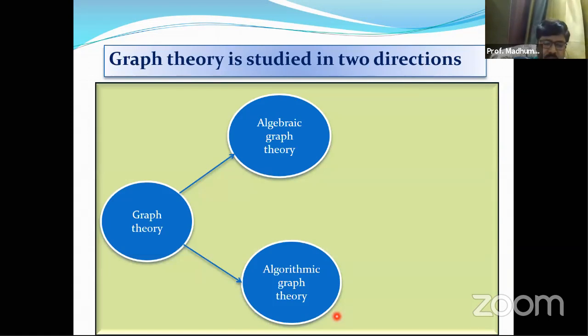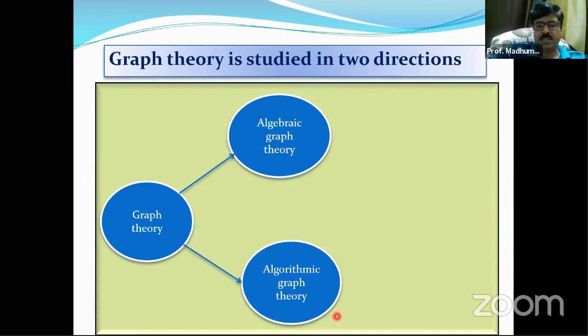Now, the very interesting thing is that graph theory is a subject. It may be a subject of mathematics, or it may be a subject of computer science. So graph theory is studied in two different directions: one is algebraic graph theory and another is algorithmic graph theory.